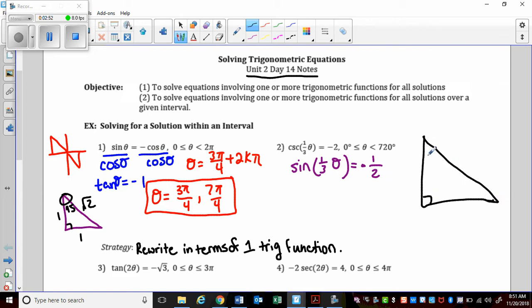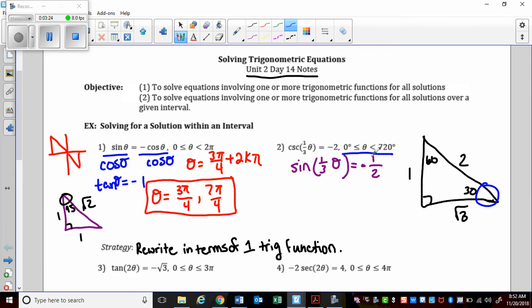It looks like this one might be the 60 and 30. So opposite the 30 is always the 1, 2, square root of 3. You know that sine is opposite over hypotenuse. So opposite, we want -1/2. So opposite 1 over hypotenuse 2. That means 30 degrees is my reference angle. Since these are actually in degrees and not radians, I can just say in degrees.